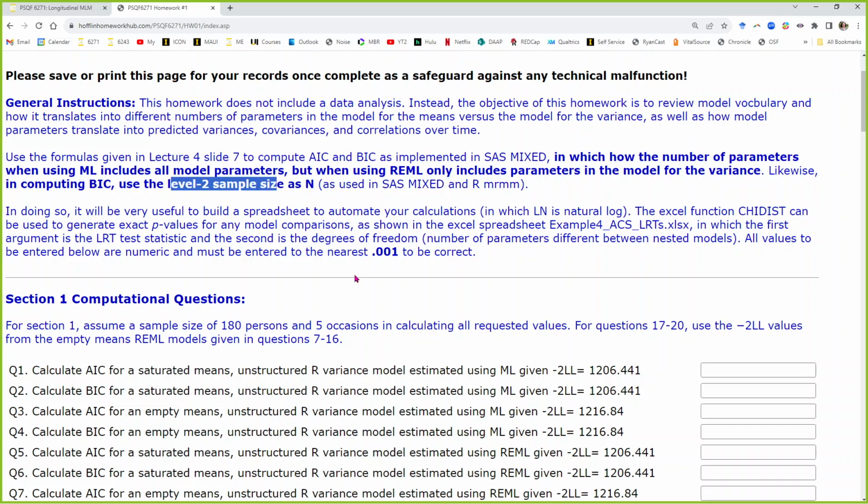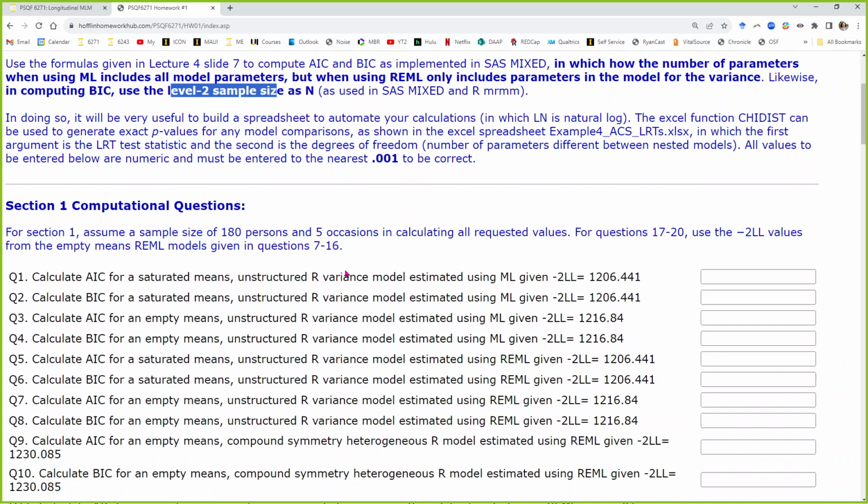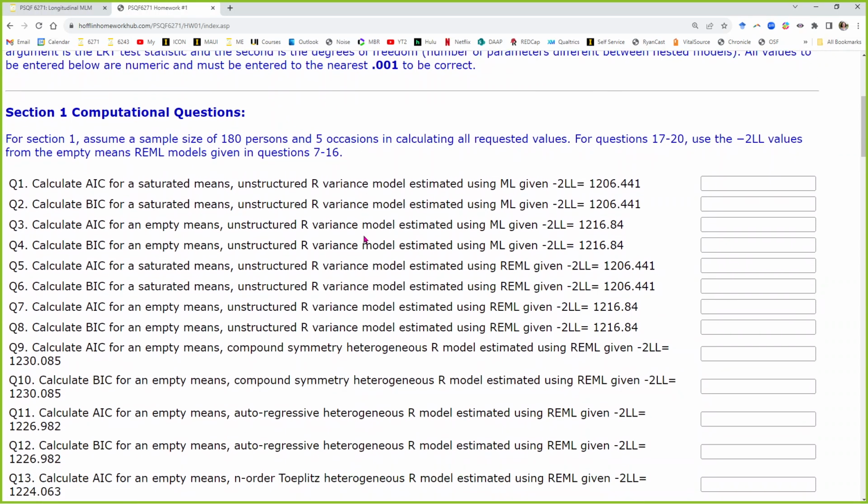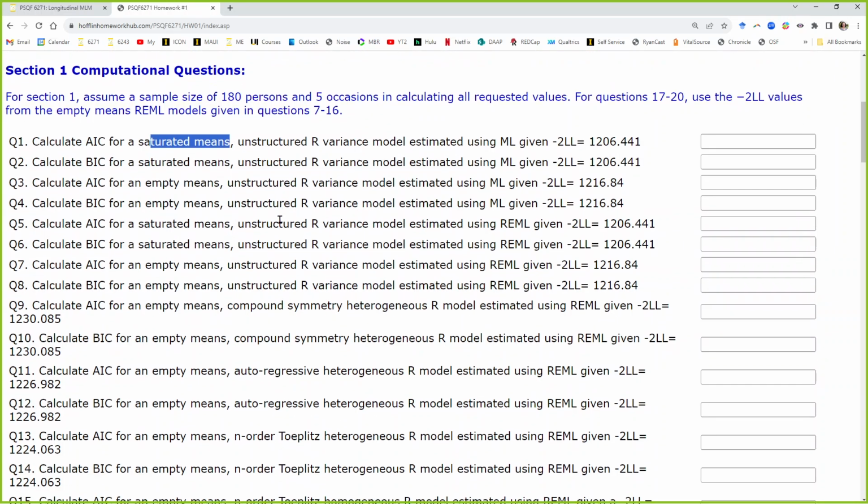BIC is computed using n in the formula, natural log of n, and I want you to use level 2 sample size. So I would highly recommend that you set yourself up a spreadsheet or an R function if you're feeling extra nerdy that day and you want to be extra cool, right, Vladimir? He built himself a massive function to do this homework. Spreadsheet is fine because the point is not the math. These formulas are fairly straightforward. The point is that this is a vocabulary drill. So given 5 occasions, for instance, think to yourself, how many parameters would an unstructured R matrix take? How many parameters would a saturated means fixed effects structure take? And plug those in. So that will get you through most of it.